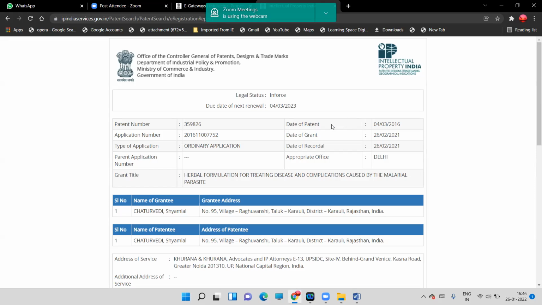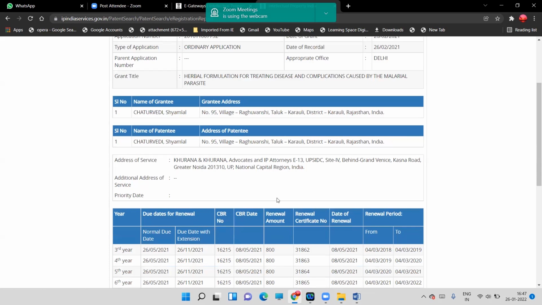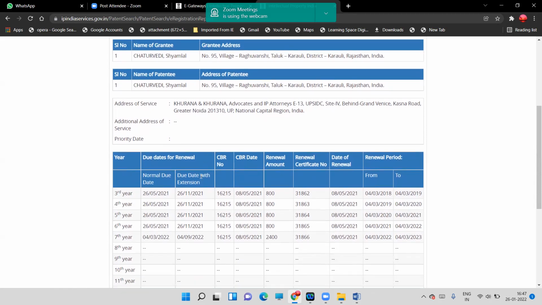Another thing included here is date of patent, date of grant, date of recordal. Date of grant and date of recordal both are similar. As soon as the grant is done, the recordal is also done, and the appropriate office is the Delhi Patent Office. The grantee name is there, and the address is also included. This is a very important factor, that the address is included here. Next one is the name of the patentee. The patentee and the grantee are the same. It is prosecuted by Khurana and Khurana. The address for service is also given.